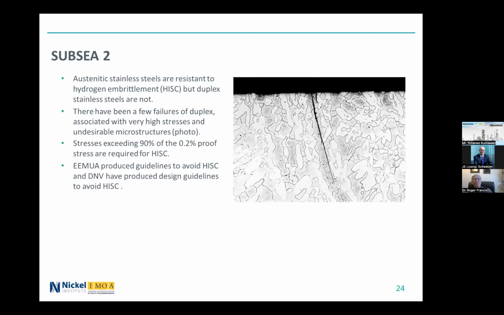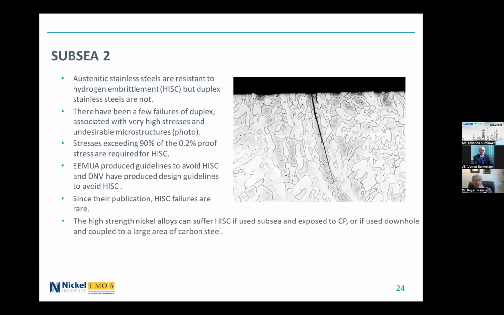Now, the EEMUA, which is a UK organisation, the Engineering Equipment and Materials Users Association, have produced guidelines to avoid hydrogen embrittlement of duplex stainless steel. So these are very practical things that can be done so that you can safely use duplex stainless steels without getting hydrogen embrittlement. And DNV have produced design guidelines also to avoid hydrogen embrittlement. And since the publication of these two documents, hydrogen embrittlement failures are rare.